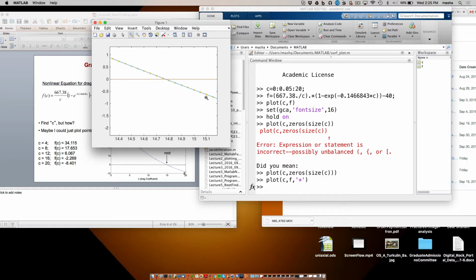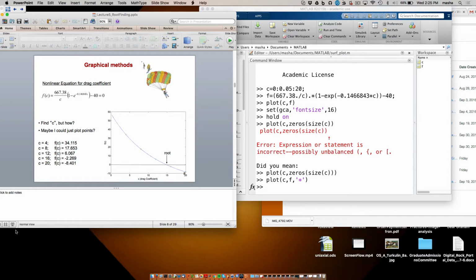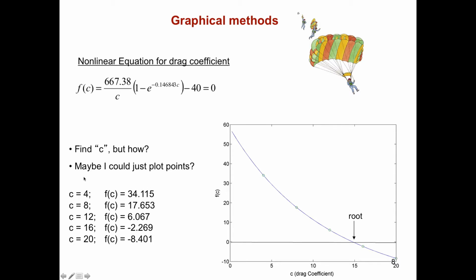If I didn't have MATLAB and these advanced plotting tools, what you could do on paper is give yourself about 5 points, and here are the results for those 5. That's actually there on the slides. So you can evaluate at some reasonable range of values that you can quickly punch into the calculator to see that for C equal to 4, F is 34, then 17, then 6, then minus 2, then minus 8. So essentially, I know that I have to hit a 0 somewhere between 12 and 16.